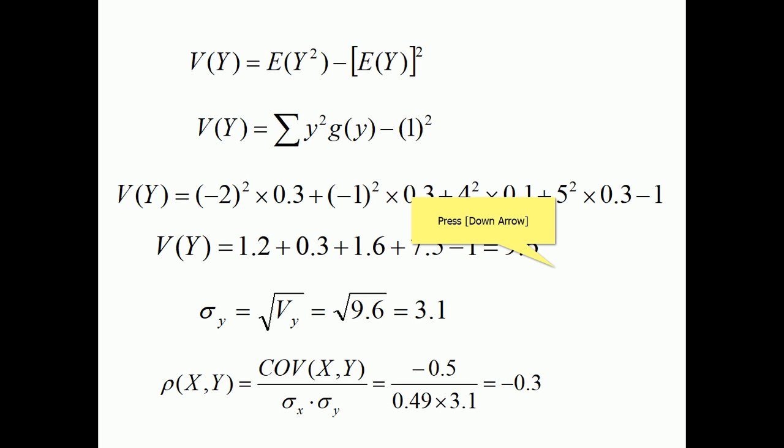Similarly, variance in y is equal to E of y square minus E of y whole square. E of y square is calculated by using the formula y square into g of y, minus E of y whole square, is 1 square into... minus 2 whole square into 0.3 plus minus 1 whole square into 0.3 plus 4 square into 0.1 plus 5 square into 0.3 minus 1. If I simplify this, it comes out as 9.6. Hence, standard deviation in y is equal to square root of 9.6, which is 3.1. Hence, correlation between x and y, rho of x comma y, is equal to covariance of x comma y by standard deviation in x into standard deviation in y. It comes out as minus 0.3.